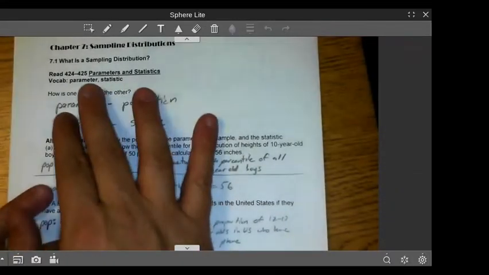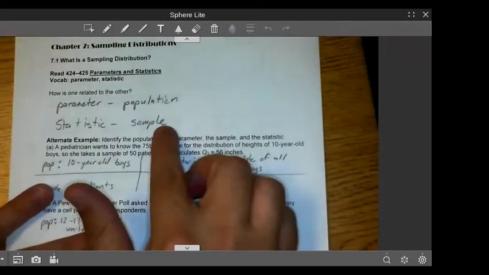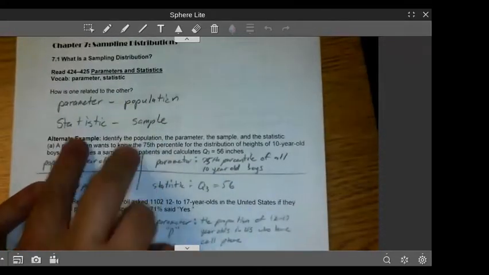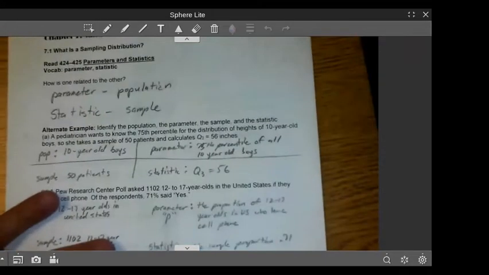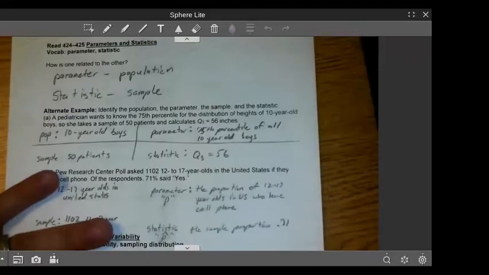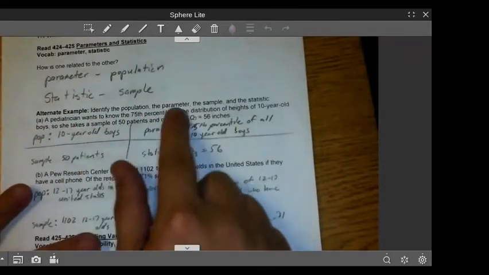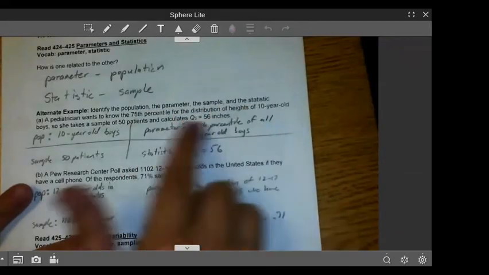So here you go. First of all, parameter and statistic. We've had this before. Parameters are for the population, statistics for the sample. The letters start with a P or S. It should be pretty self-explanatory. Then they're going to ask you to pick out these items. So here we go. It says identify the population, parameter, sample, and statistic.